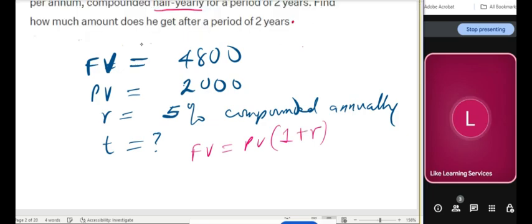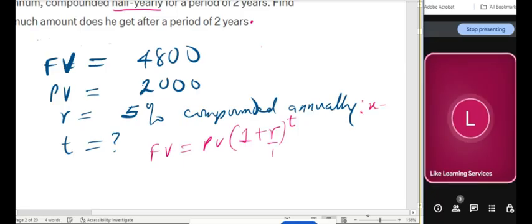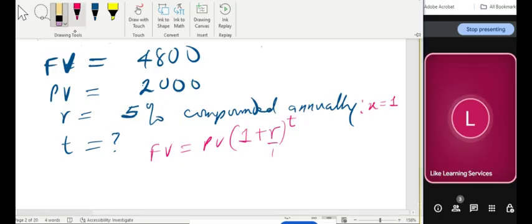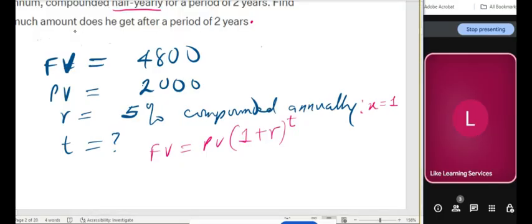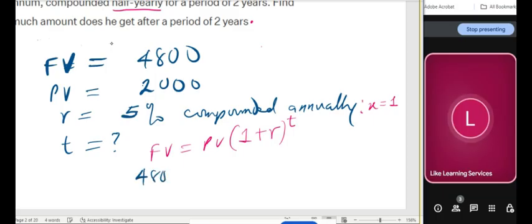So just think about it. How do you get T? It's compounded annually, so I don't need to write over 1 and 1 times that. Annually means x is equal to 1. The number of times compounded per year is 1, so there's no need to include all that. So you write 4,800 is equal to present value 2,000 times 1 plus the rate, 5%, so that will be 1.05 raised to power t.